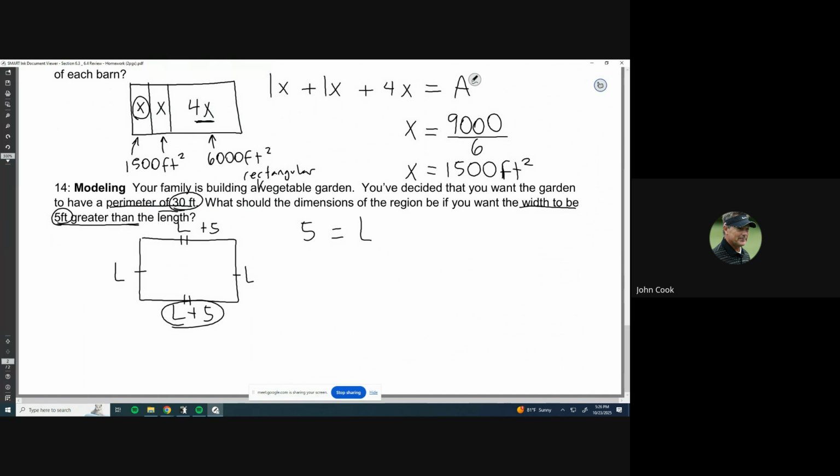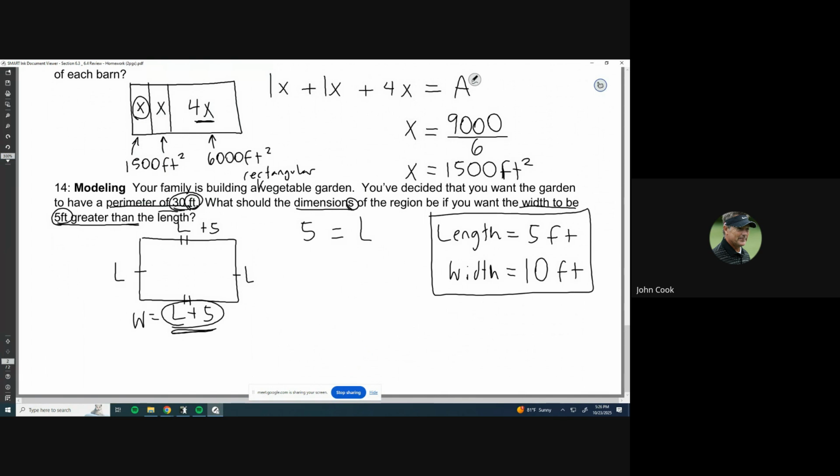Okay, so it asks us to find the dimensions, as in both of them, the width and the length. We just found the length. The length is equal to 5. And do we have units on that? We do. See, it's feet over here, so 5 feet. And then the width can be found in the following way. Since we know the length is 5, the width is going to be equal to L plus 5. So if we just add 5 onto that, it'll give us the width. So it'll be 10 feet. And those are the 2 dimensions that we have for this word problem.